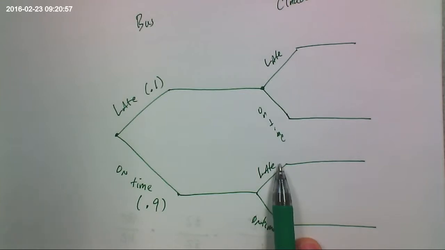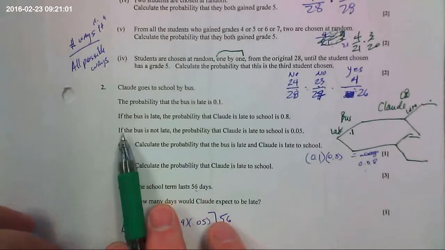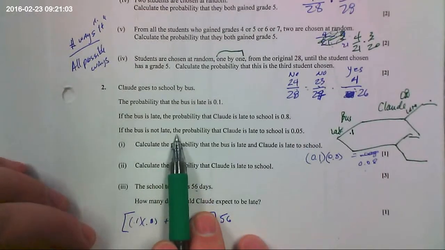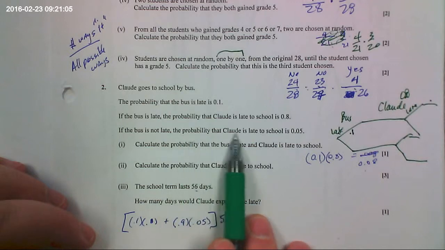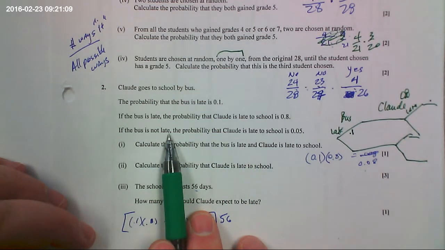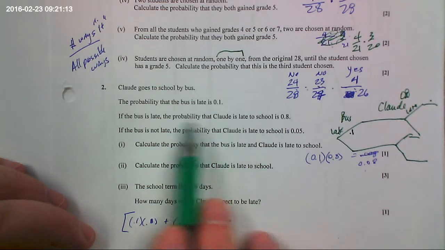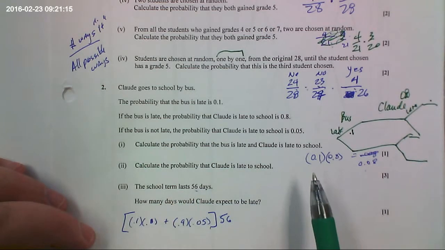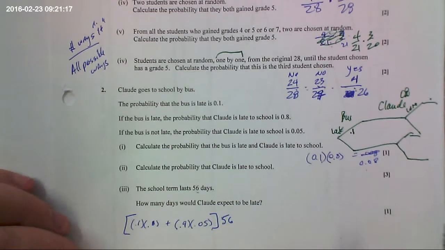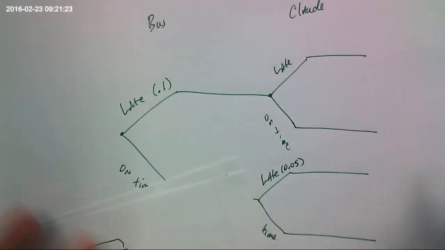The reason why, because if you read it carefully, it says if the bus is late, the probability Claude is late to school is 0.05. It doesn't say if the bus is late and Claude is late, which would be both. Do you see what I mean? Does that make sense, Alexis? That's why the 0.05 goes right here.